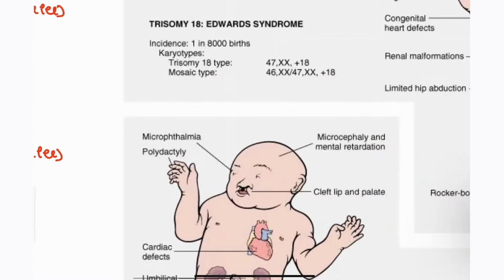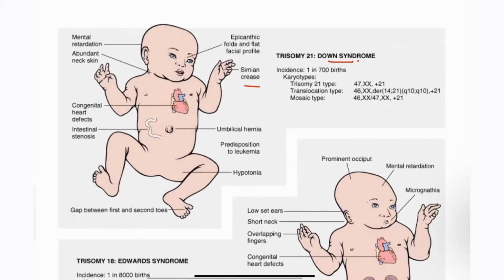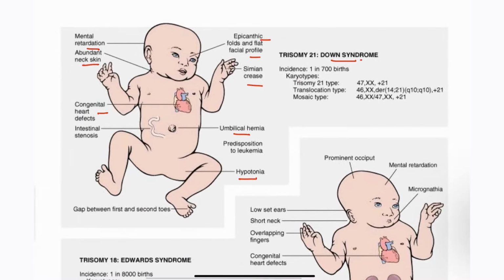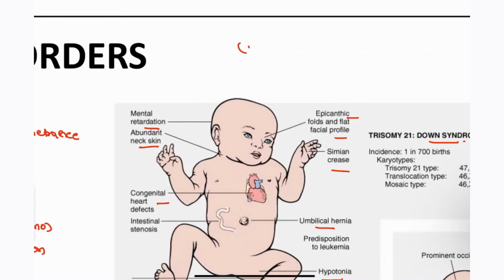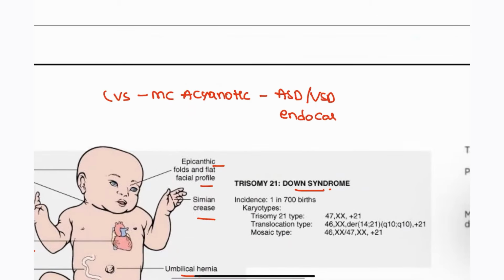Next, moving on to the other examples, guys. Down syndrome: what are the features? Simian crease, hypotonia, umbilical hernia, congenital heart diseases, mental retardation, abundance of skin, and epicanthal fold. All this will be seen in this patient. Coming to the cardiovascular risk, the most common acyanotic defect will be ASD or VSD, but you have to choose the endocardial cushion defect. If it is a cyanotic condition, then tetralogy of Fallot will be seen.